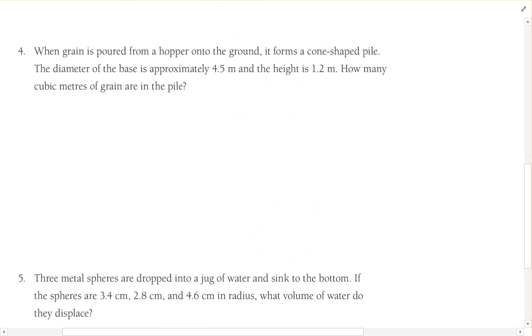Okay, 4. When grain is poured from a hopper onto the ground, it forms a cone-shaped pile. The diameter of the base is approximately 4.5 meters. Remember diameter, what do you need to do to that? And the height is 1.2. How many cubic meters of grain are in the pile? So we're really just looking for volume. So go ahead and answer number 4 now.